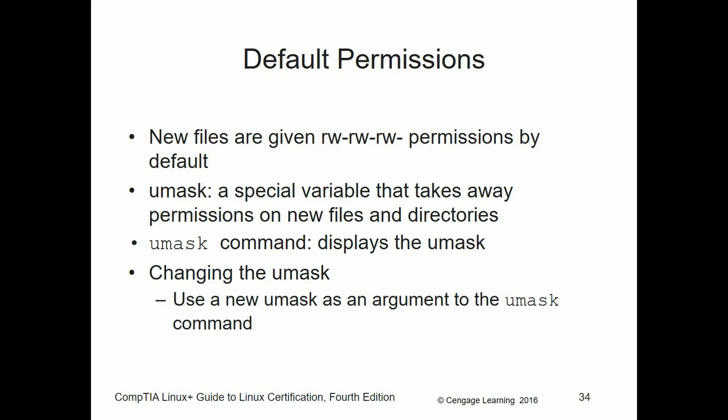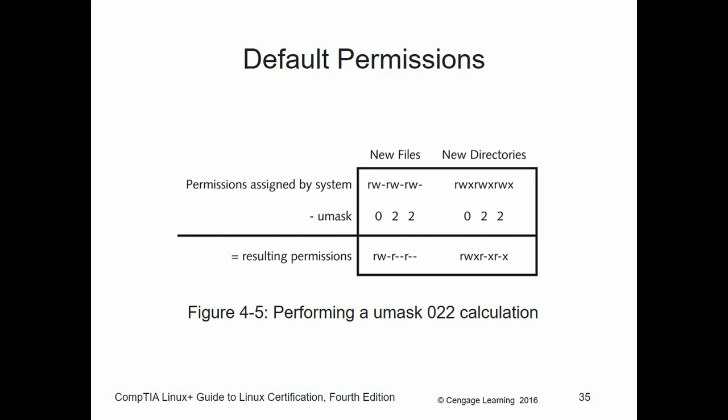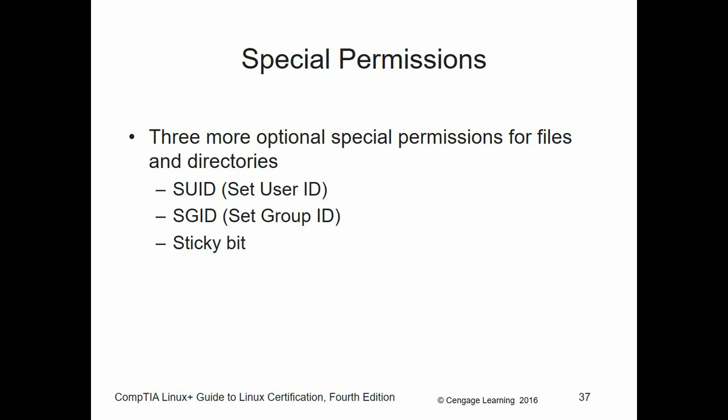Default permission. New files are given rw permission by default. umask is a special variable that takes away permission on new files and directories. The umask command displays the umask. Changing the umask: use a new umask as an argument to the umask command, and this is how it is done. Let's see.